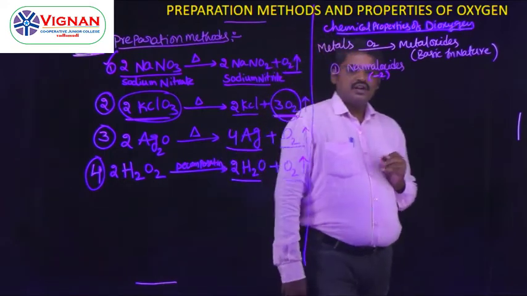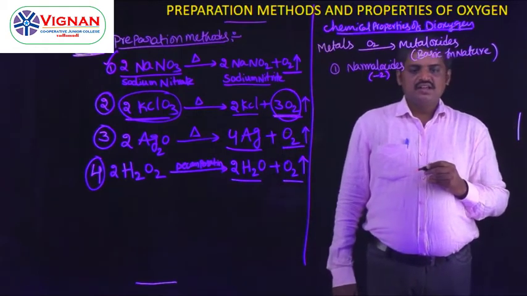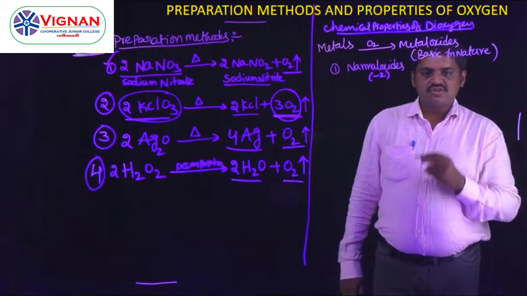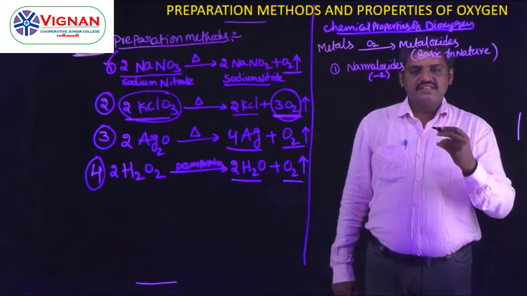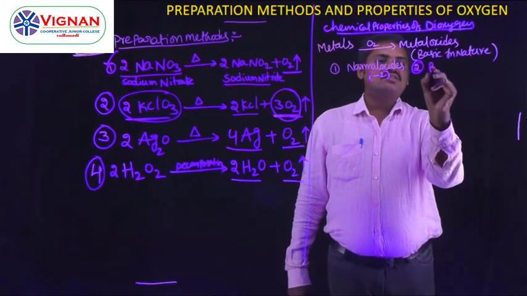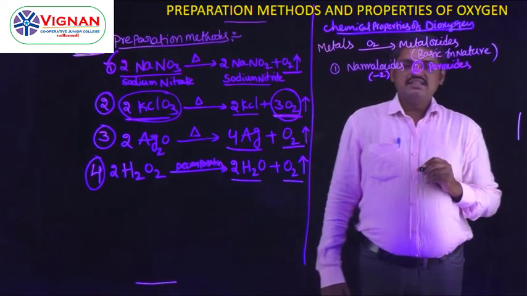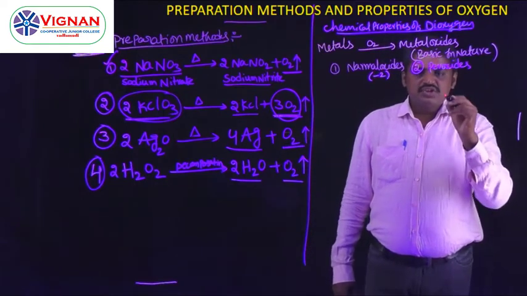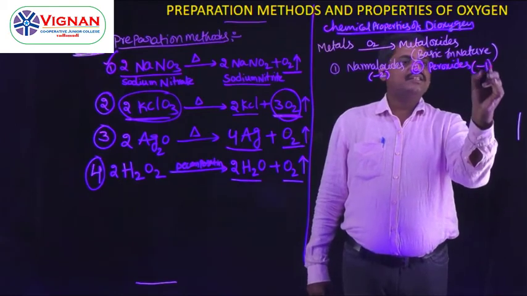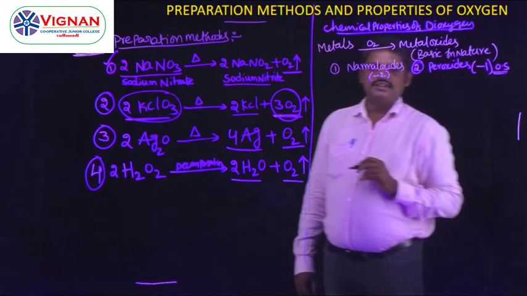On moving down the group, alkali metals like sodium and potassium, these are also metals, react with oxygen to produce peroxides. In these peroxides, each oxygen has an oxidation state of -1.